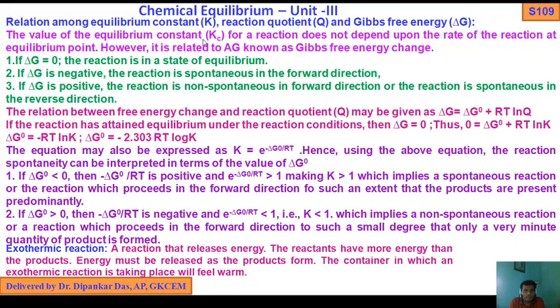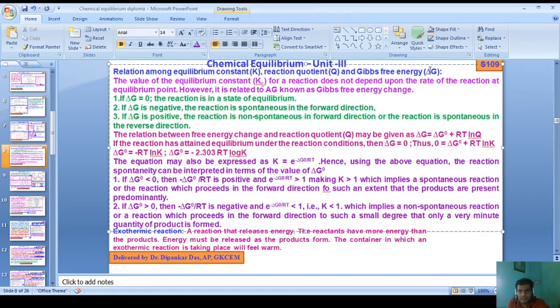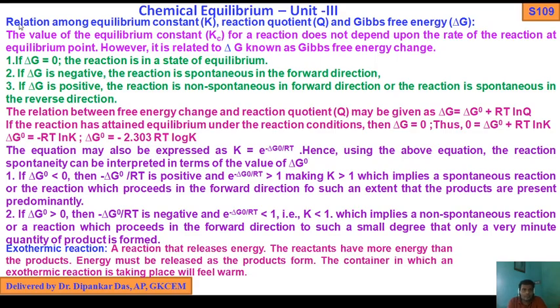The value of the equilibrium constant Kc for a reaction does not depend upon the rate of reaction at the equilibrium point. However, it is related to ΔG, known as Gibbs free energy.